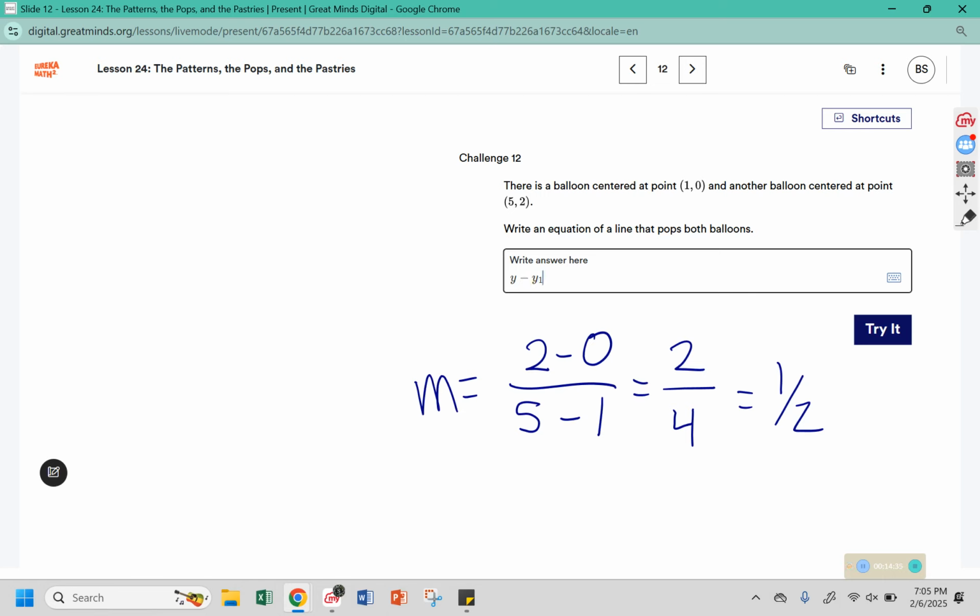In point slope form, the m gets replaced with 1/2. x sub 1 was 1, and the y value in the first point was 0.